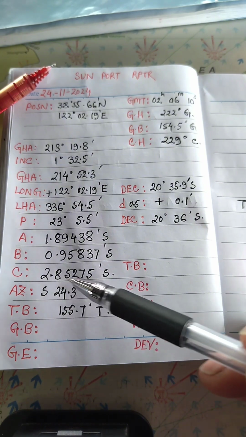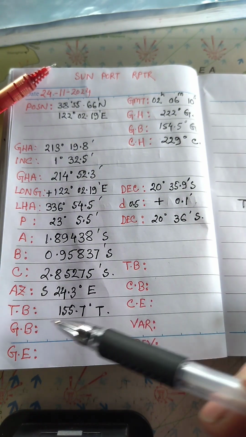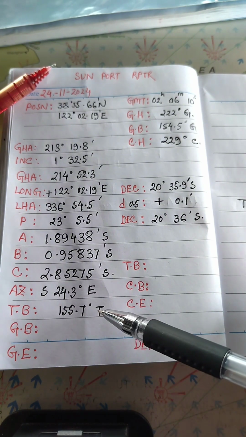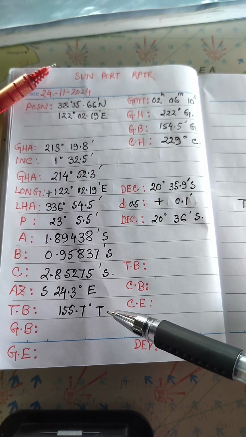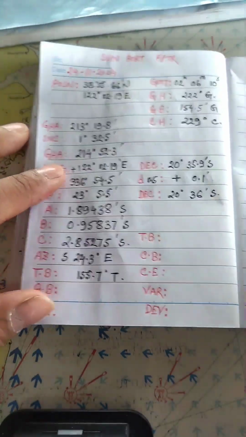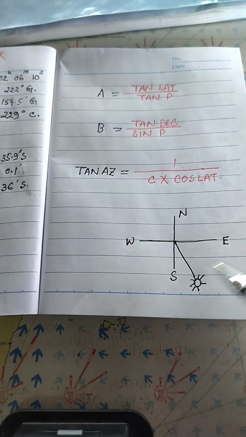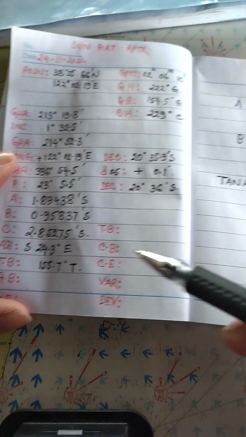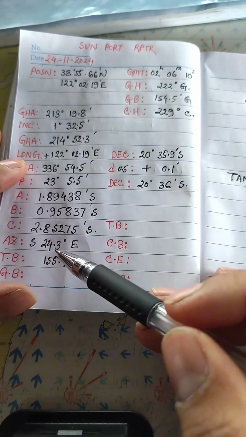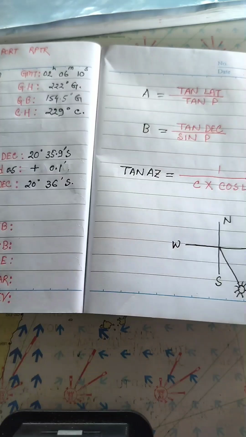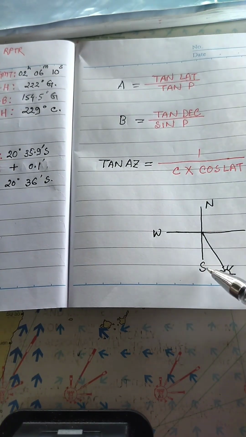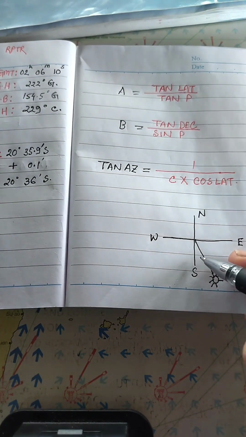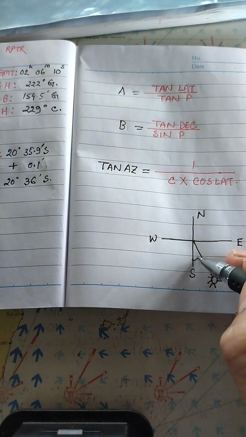Guys, now from the azimuth you should find the true bearing. It's the true bearing by the quadrant. As you see, guys, this quadrant I am showing you here. You see, this is north, south, east, west, 4 quadrants. Your value is south 24.3 degrees east. So from south it is eastwards. This one is 24.3. Okay, guys.